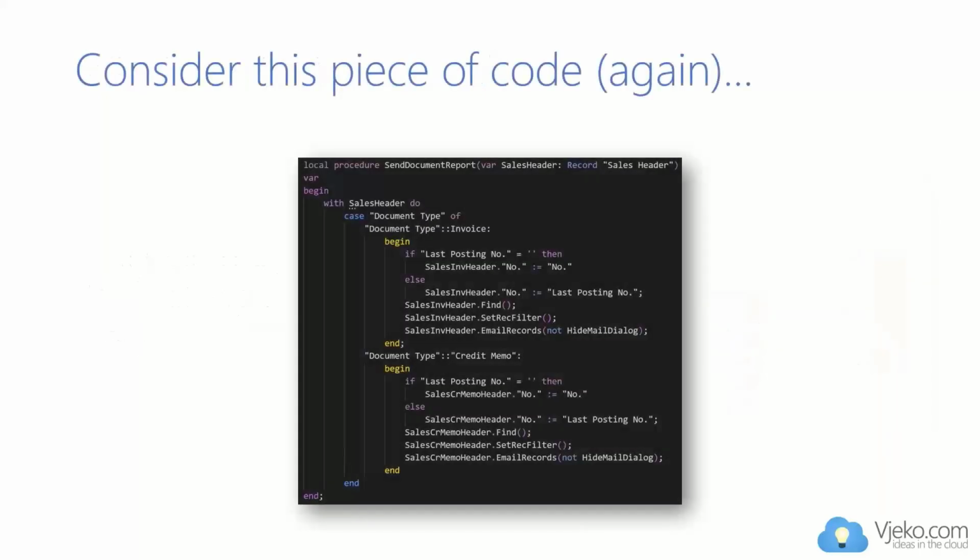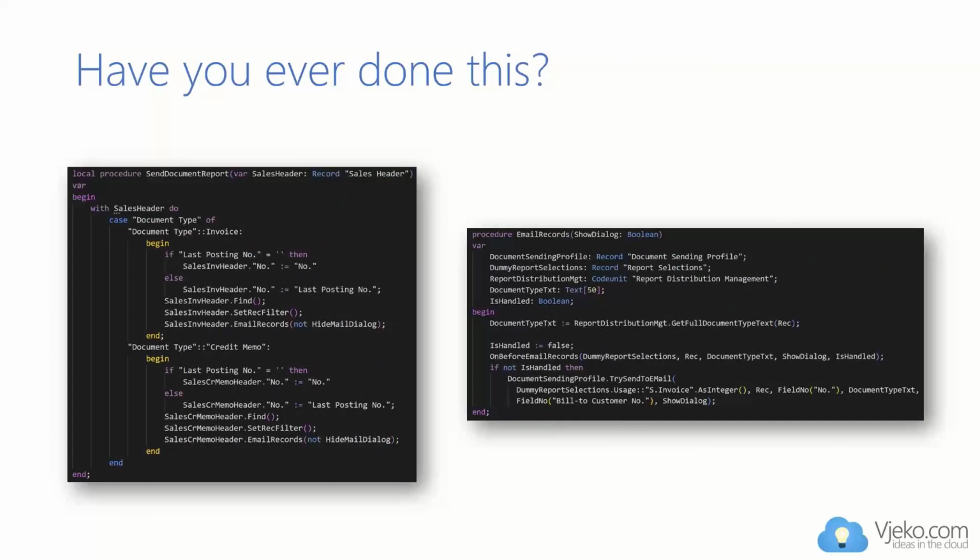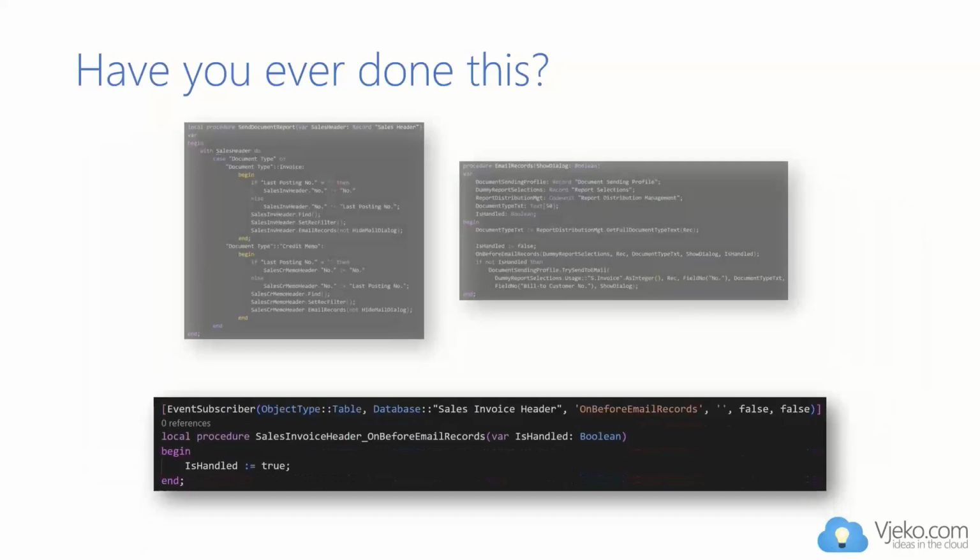Now that we, at least in a theoretical way, know what test doubles are and what purpose they serve, let's consider this piece of code again. Have you ever had a piece of code which looked like that? And here in this example, this email records function actually looks like this. It has this familiar handle pattern in there. Have you ever done something like this when writing test code?